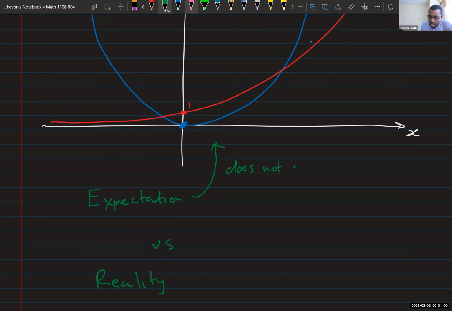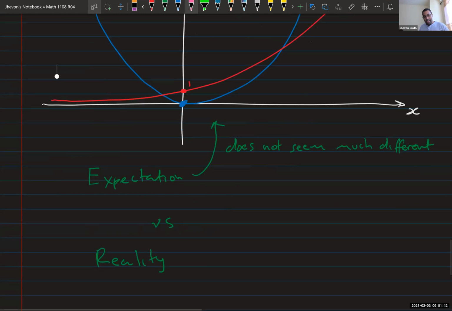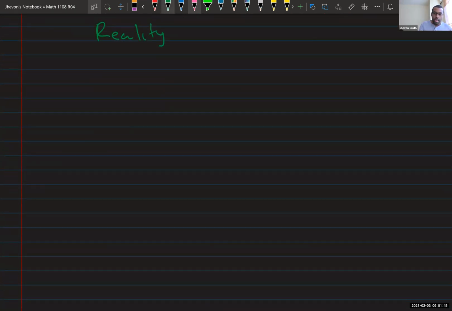Does not seem much different. That sentence sounds weird to me. Whatever, I'm not an English teacher. So a lot of times students draw things on this scale and are like, okay, I see the y equals x squared, and I see the 2 to the x, and I know that one is shaped like a u and one is shaped like that. And a lot of students just kind of run with that. But here's the thing that you really need to understand. They are not the same. We are not the same, okay?